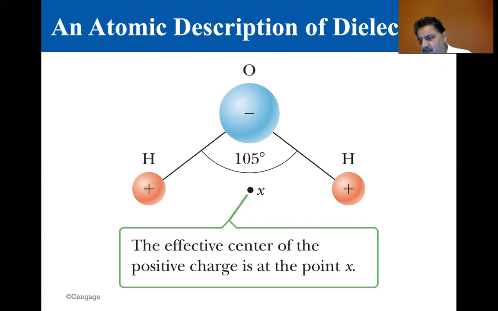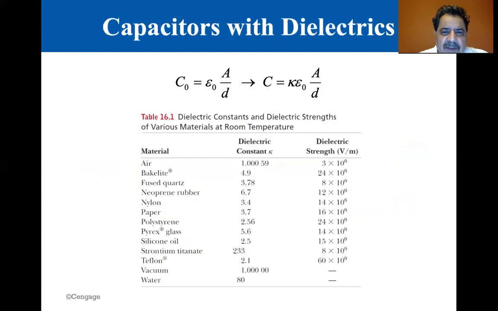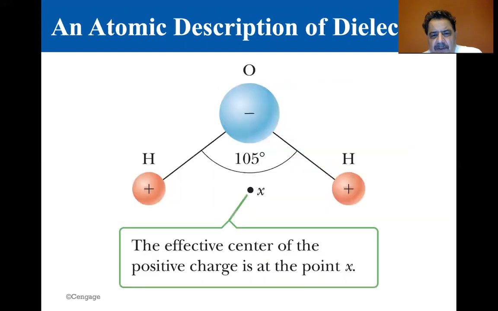As a matter of fact, water has a high dielectric constant of about 80. If we go back and look, water has a dielectric constant of 80. It doesn't give its breakdown voltage, but you can see that other than strontium titanate, the dielectric constant is much greater than all of the others. So let's go back here.